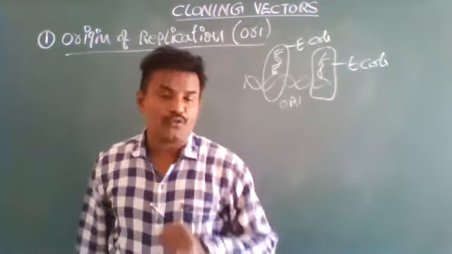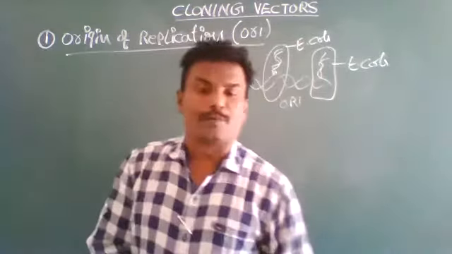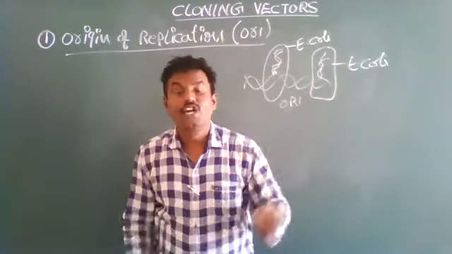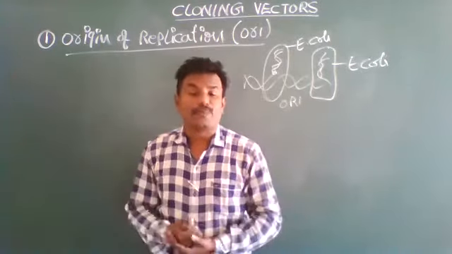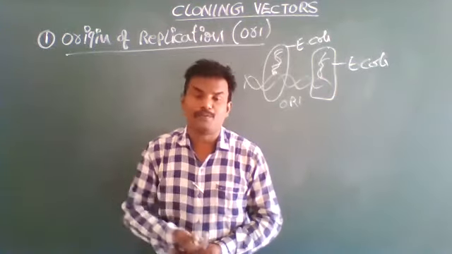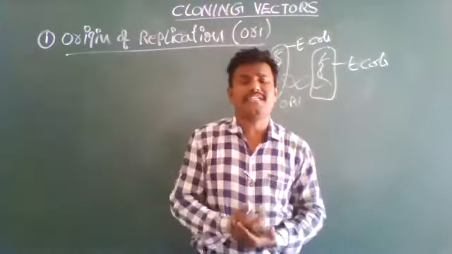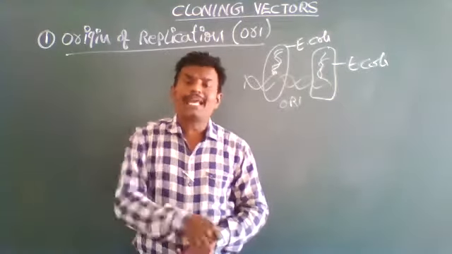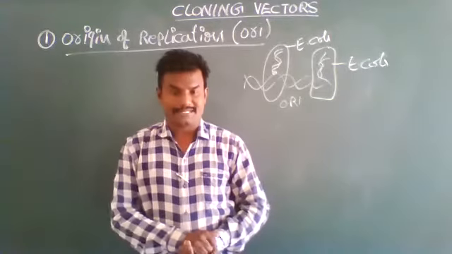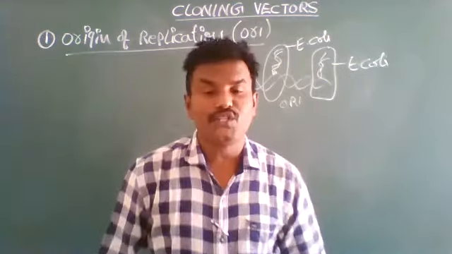So ORI can perform two functions. In some places ORI will not support multiple copies; in some places it will support multiple copies. The ORI sequence can control the production of multiple copies. That's why, if you want to produce multiple copies of the desired DNA, an ORI that supports multiple copies needs to be selected in the cloning process. This is the first feature required.